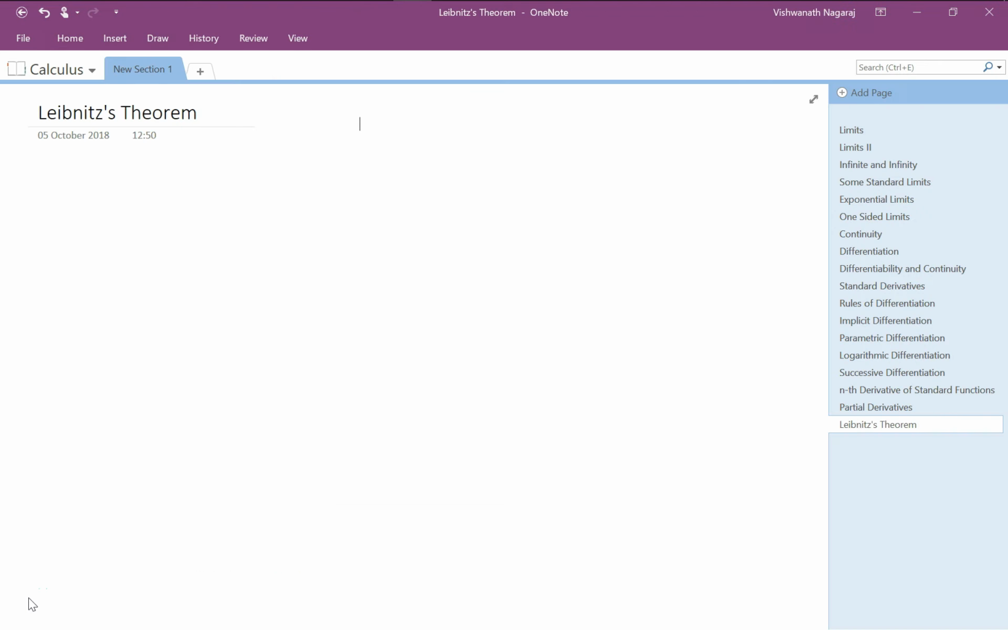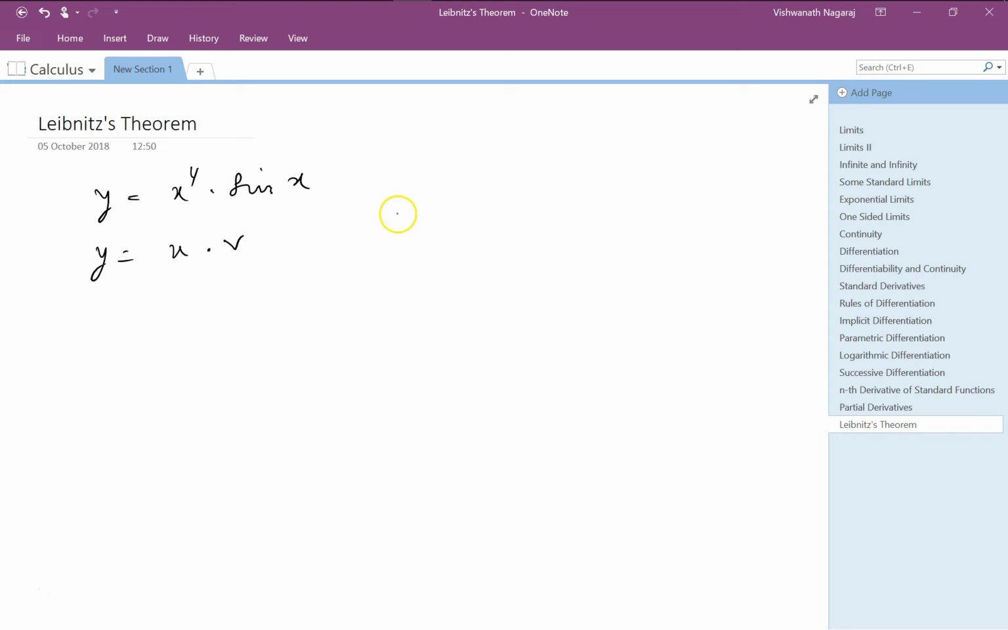Let's look at Leibniz Theorem. What it is: if you have a function which is a product of two functions, let's say x to the power of 4 sine x, we can write this as u times v. Here u is x to the power of 4 and v is sine x.